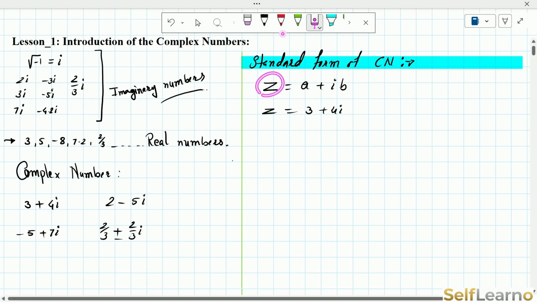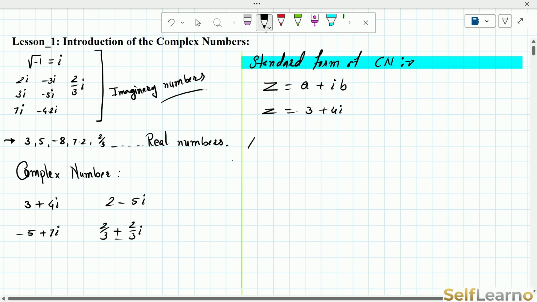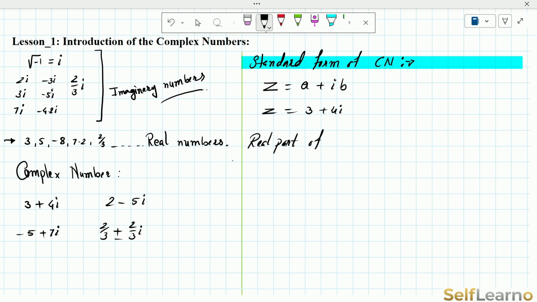This complex number has two parts. This is the real part and this is the imaginary part of that. So I can write here, the real part of z is a, and the imaginary part of z, I write like this, the imaginary part of z is b.